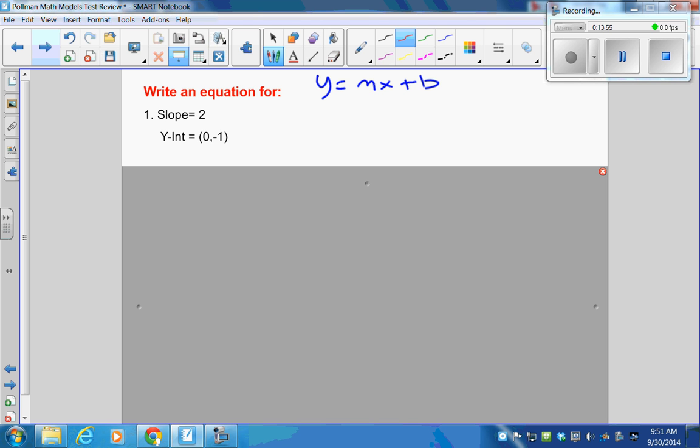On this equation, you are already given your slope. So my slope is 2. Put an x right next to it. x always goes next to slope. And wherever my x is 0, that is my y-intercept. That's my y. So my y-intercept is negative 1. That is my answer: y equals 2x minus 1. If you had y equals 2x plus a negative 1, that also works.